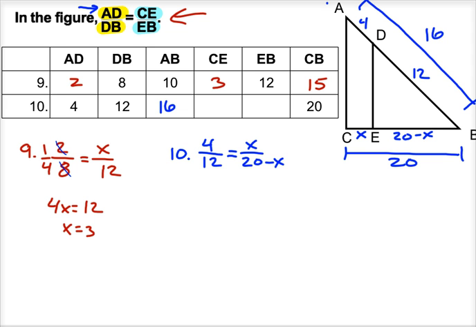Looking at my fractions again, I can reduce the 4 and the 12. They're both divisible by 4, so I can get 1/3. And now if I cross multiply. So I'm going to take the 3 times x first. So 3 times x is 3x. Multiplying the 1 times 20 minus x is still just 20 minus x. Add x onto each side, and you get 4x equals 20. Divide by 4, and x equals 5. And then if I look at my diagram, if x equals 5, I know CE is 5. Fill that in my table. EB is 20 minus 5, which gives me 15. And I'll fill that in my table as well.